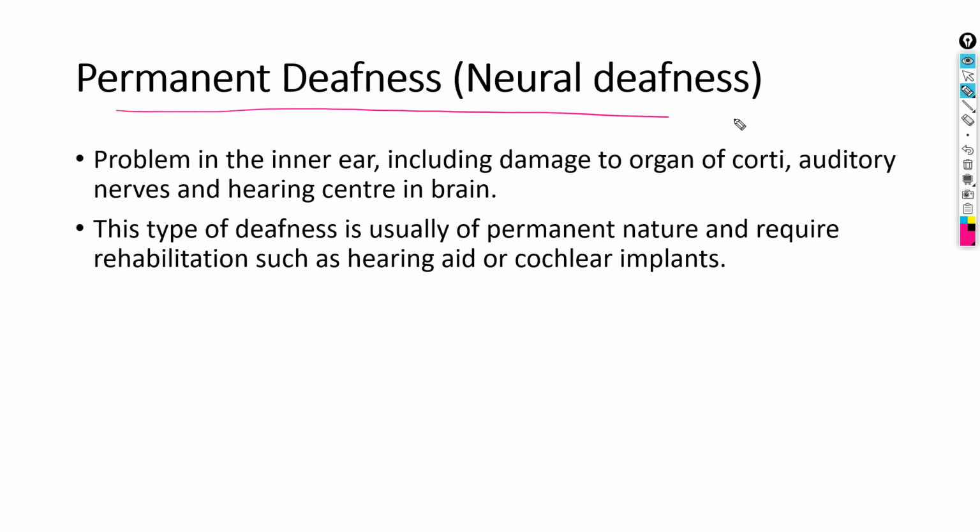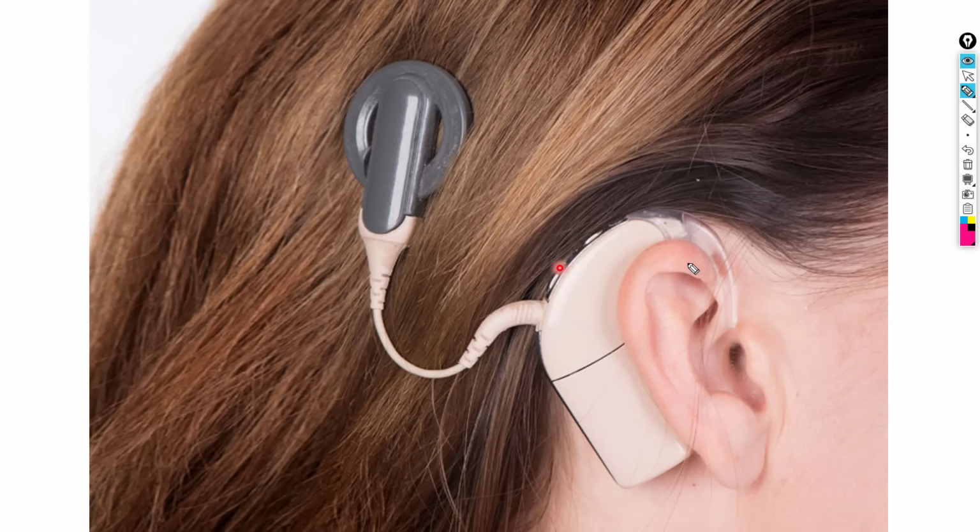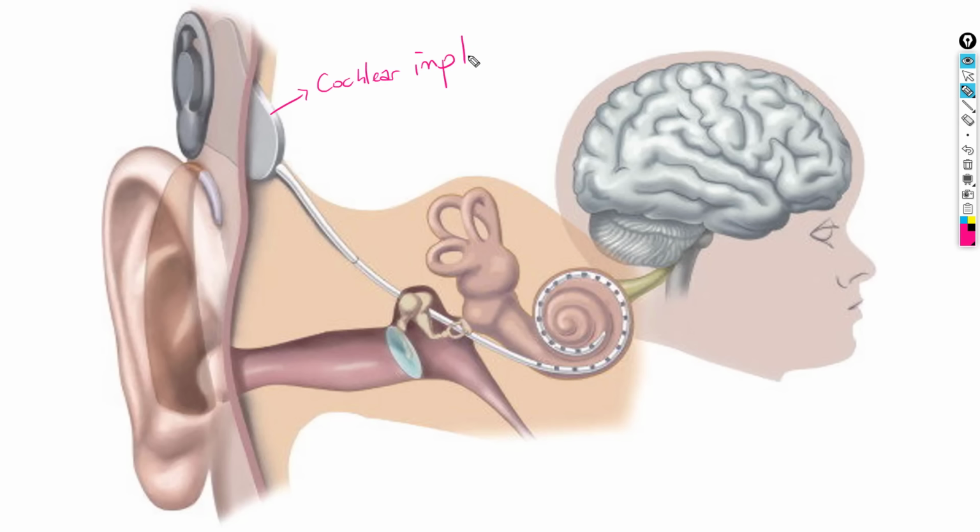Permanent deafness or neural deafness involves a problem in the inner ear, including damage to organ of Corti, auditory nerves, or hearing center in brain. This type of deafness is usually of permanent nature and requires rehabilitation such as hearing aid or cochlear implants.